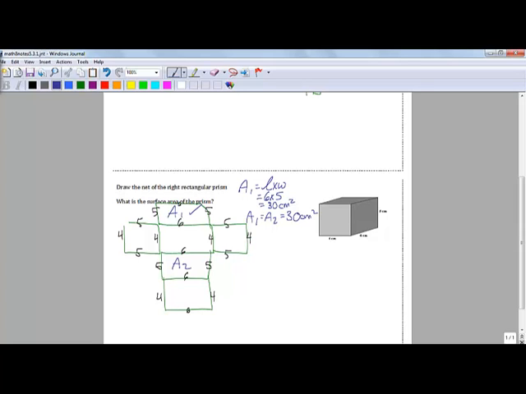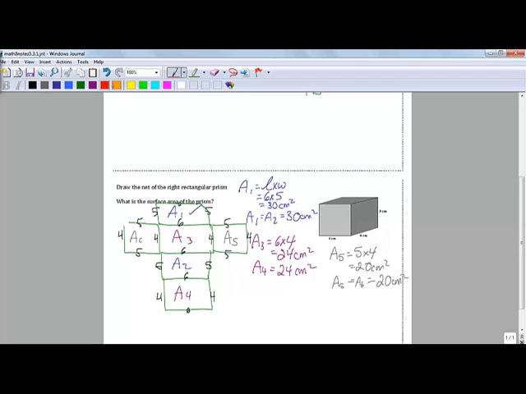Let's do next maybe, let's call this one A3. So we've got the bottom. A3, 6 times 4, length times width, 24 centimeters squared. A3 and A4 are the same, so we got another 24 centimeters squared. Makes good sense. Last one, here's our A5 and our A6. They're the same. A5, 5 times 4, which is 20 centimeters squared. And A5 is the same as A6, so another 20 centimeters squared.